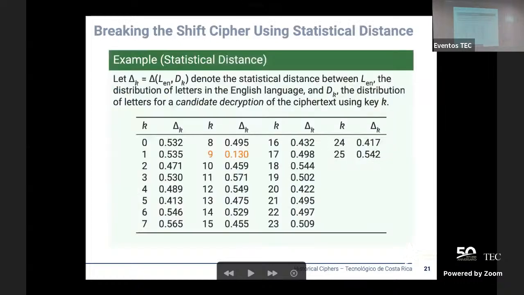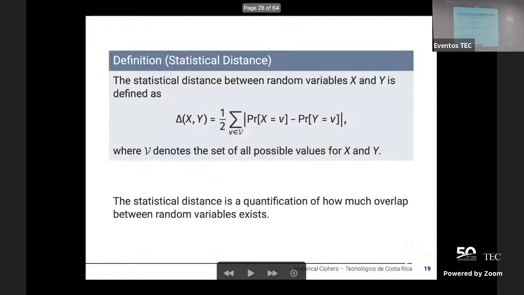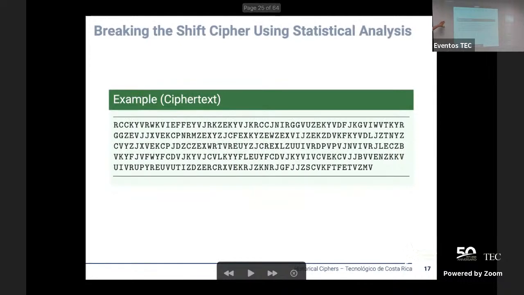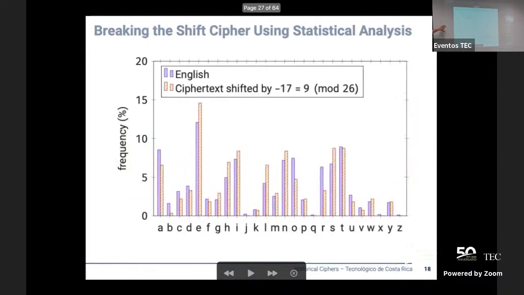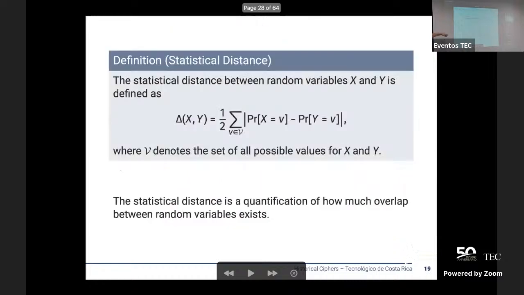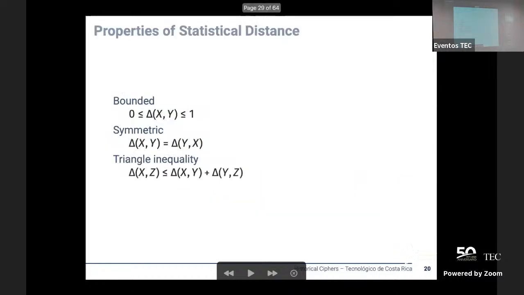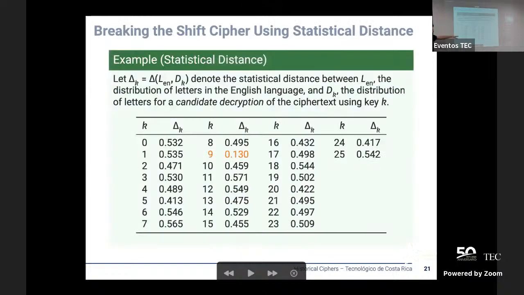Okay. I will just finish this topic on statistical distance and then maybe have another break. So we saw the example before of this architect. So I use this architect again, but now let's not break it visually, but with this statistical distance. I've already done the hard work. My computer has done it, luckily.